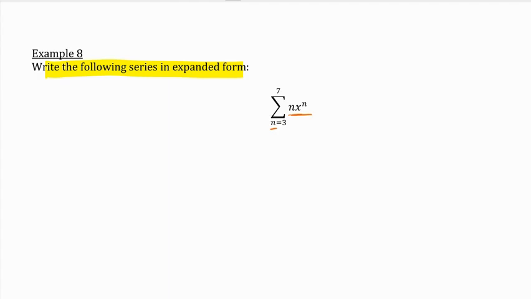So this says to start where n equals 3. So my first term I'm going to write is n x to the n. So I'm going to put 3x to the third. Then I go to 4. So replace the n's with 4s. So 4x to the 4th plus, replace the n's with 5s. So 5x to the 5th plus, replace the n's with 6s. 6x to the 6th. And then the last term is 7, so 7x to the 7th.